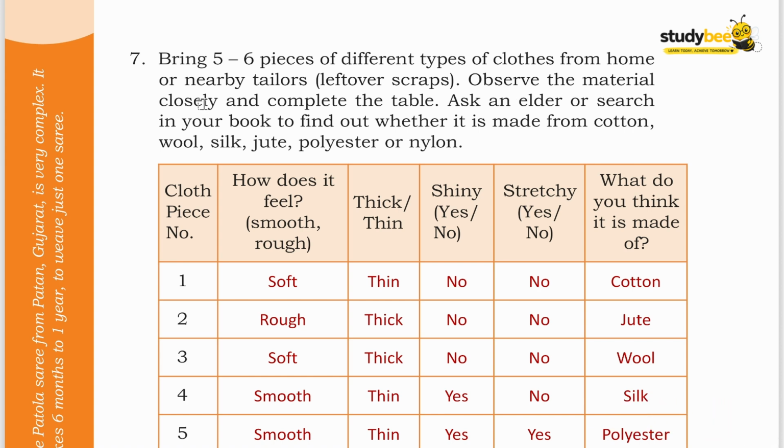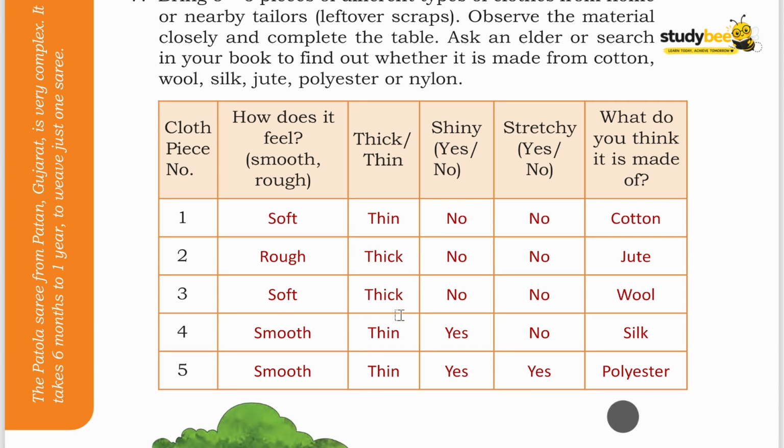Observe the material closely and complete the table. So जो भी material आपने collect किया है ना, observe it carefully and complete this table. Ask an adult or search in your book to find out whether it is made from cotton, wool, silk, jute, polyester or nylon. So अब देखो जो भी clothing material हम cotton से बनाते हैं, wool से बनाते हैं, silk ना, and nylon, even polyester is also used to make clothing material. Jute से आप bags बनाते हैं, mats बनाते हैं. So collect all these different items, observe them and fill the table.